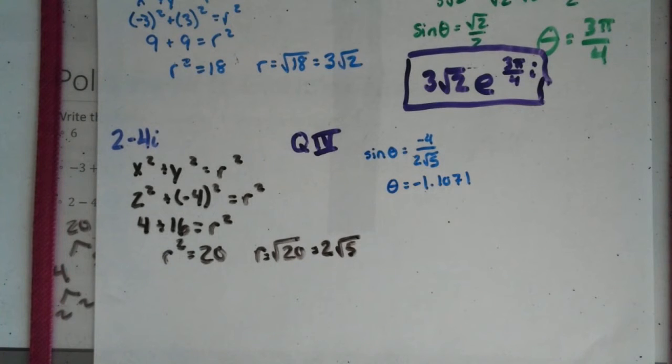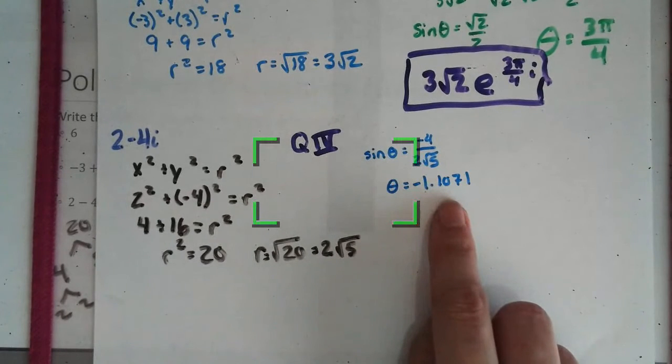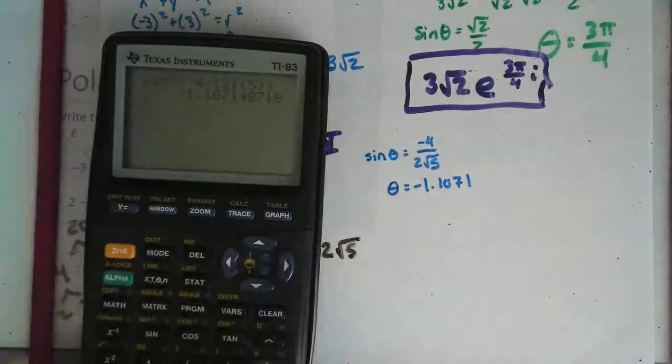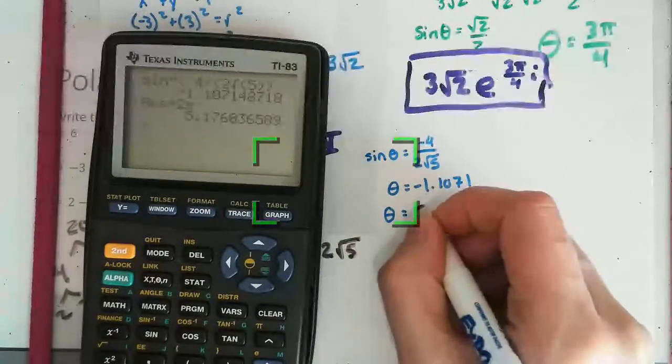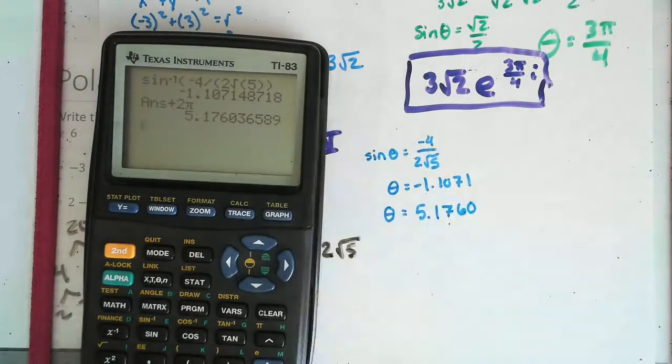The problem is my open math really likes it if your answer is between 0 and 2 pi, and this is negative. I don't want a negative answer. I want to end up at the same place as this, but I want it to be positive. To end up in the same place, I need to rotate 360 degrees, which is 2 pi radians. So if I add 2 pi to this, it puts me in the same spot on the circle. It just has a positive value for theta. So that's 5.1760.